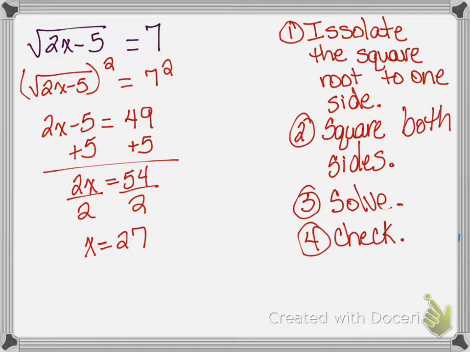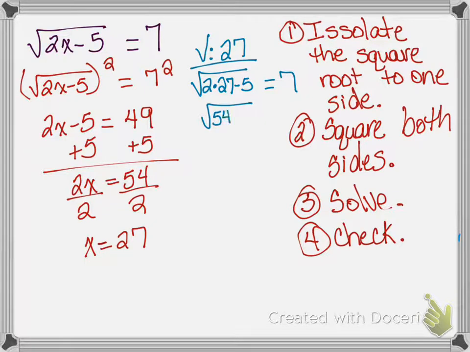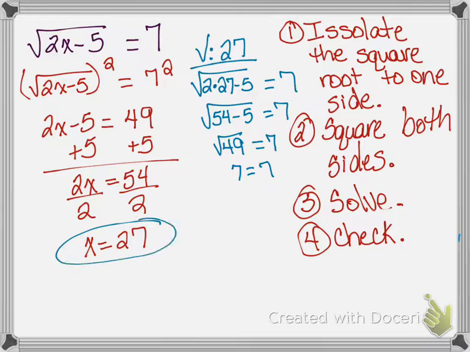Now, the important thing to do now is to check. We have to check it to make sure that x equals 27 is not extraneous. So I am going to check 27. I'm going to have the square root of 2 times 27 minus 5 equals 7. 2 times 27 is 54. 54 minus 5 is 49. Is the square root of 49 7? So it works. So our final answer here is x equals 27.